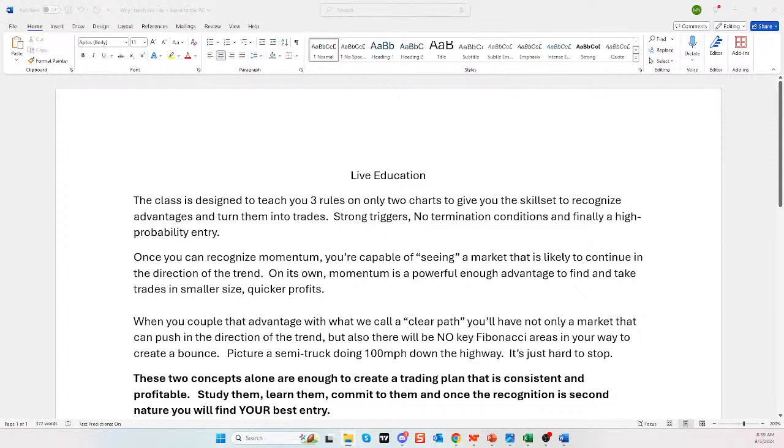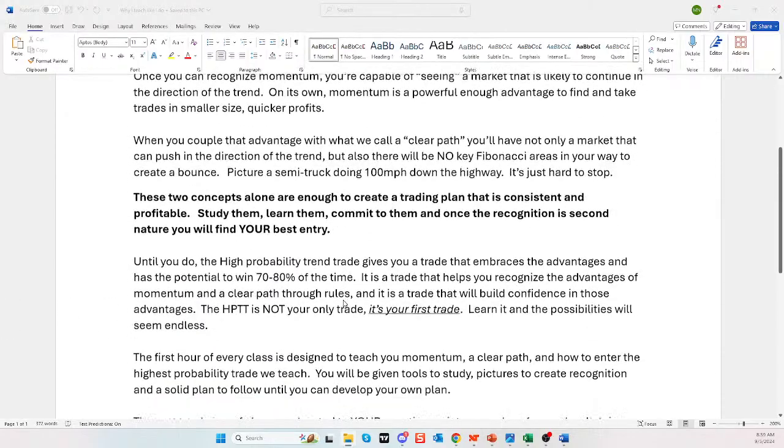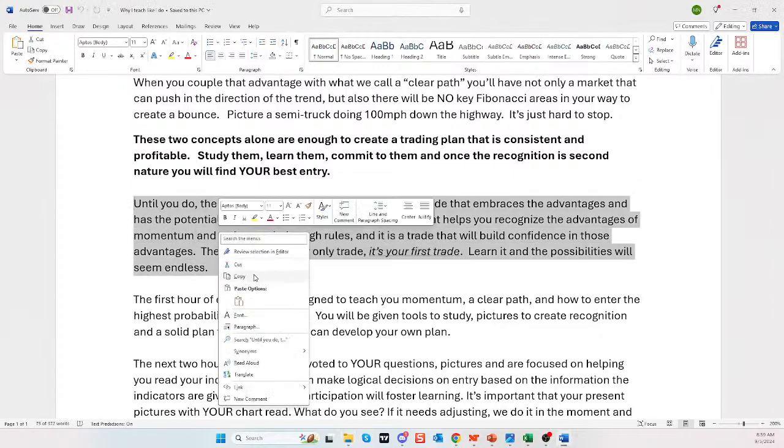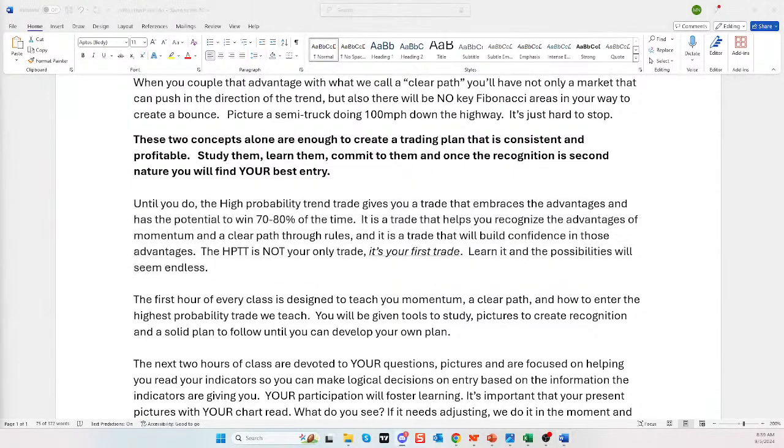And what we do is we focus on these rules and we focus on these advantages. And what we're trying to do is give you a trade that wins more than it loses. And what I'm trying to do is give you a trade that becomes easy to recognize. And I'm trying to give you a trade that's going to create confidence.